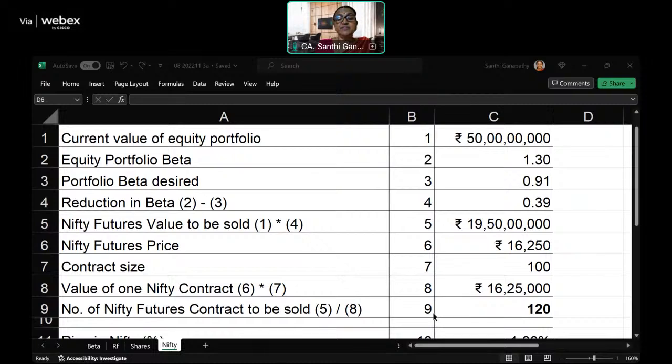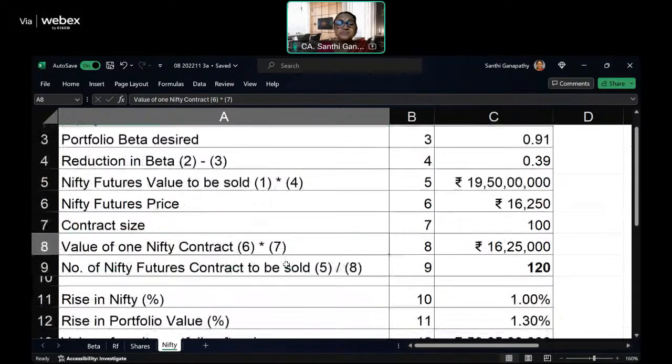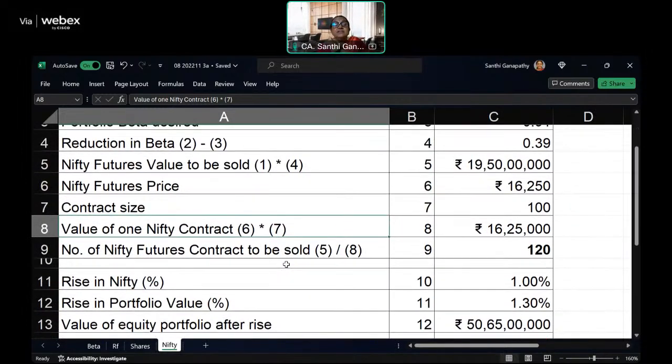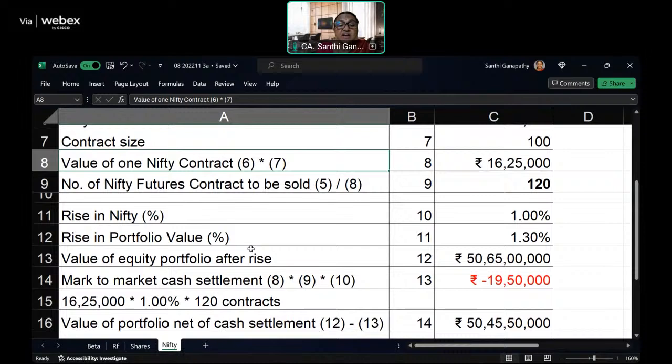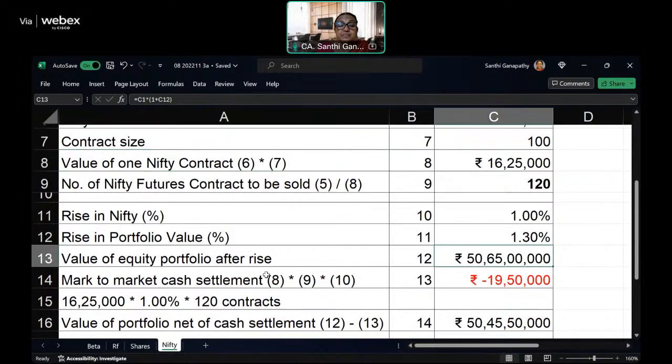Now, Nifty is rising 1%. Then we will see what happens. 1.3 is your beta. So if Nifty rises 1, this will rise 1.3. So after the rise, the portfolio value will be this much. But this value of Nifty contracts, 16,25,000, like that, 120 contracts we have taken. So for that, how much you will settle?